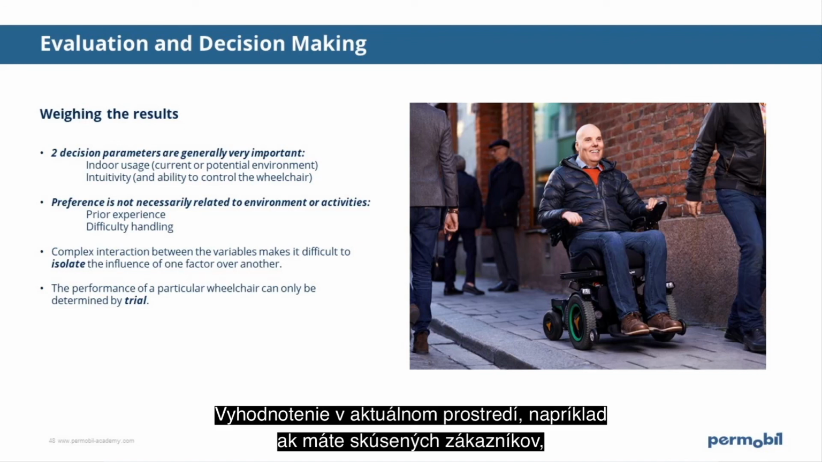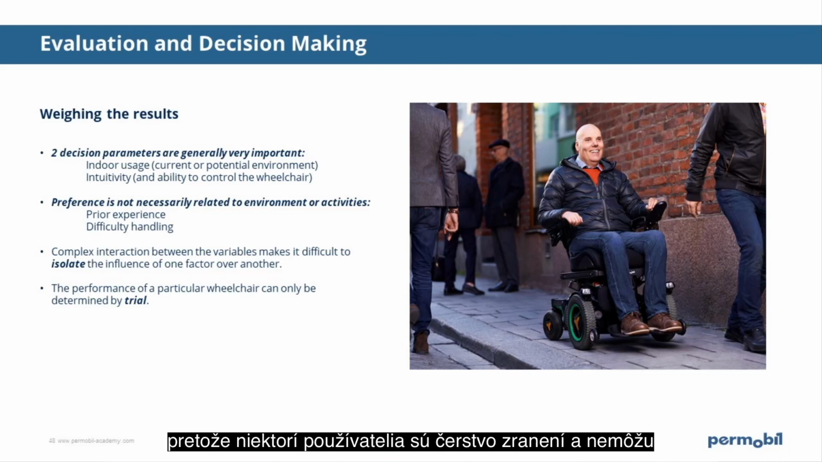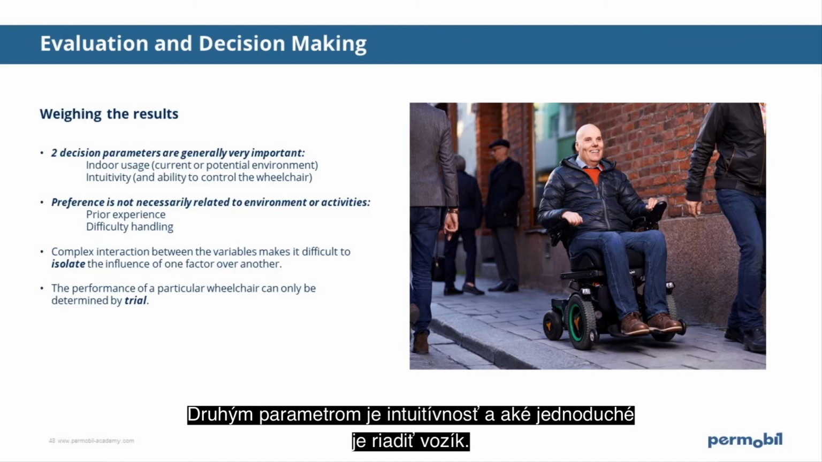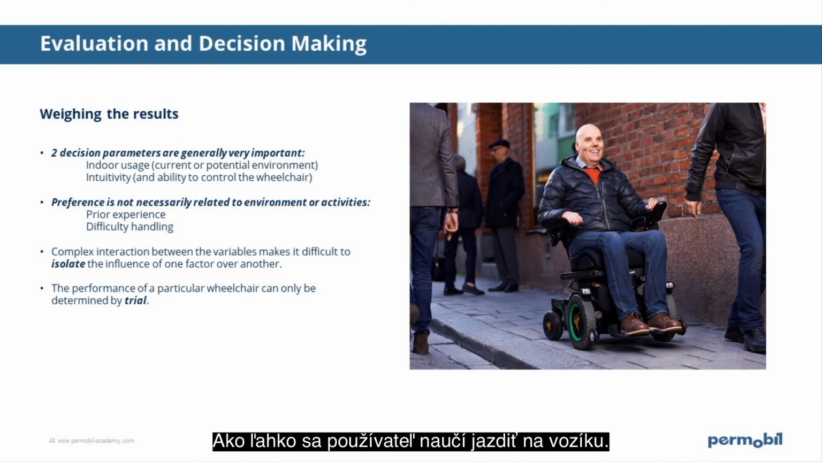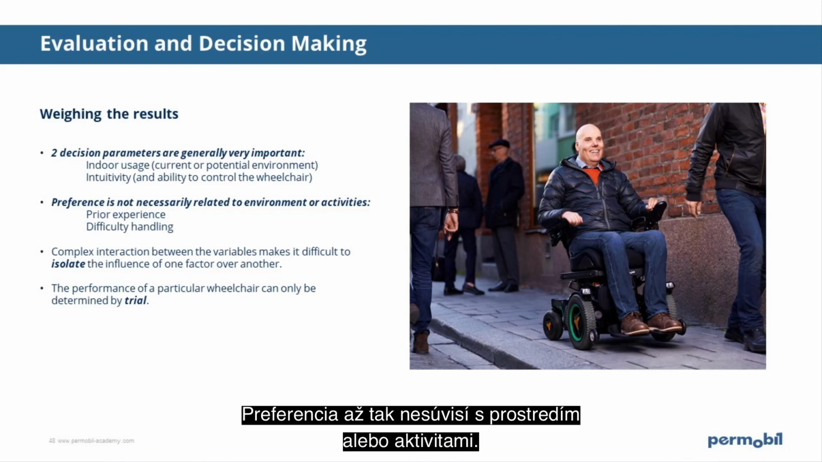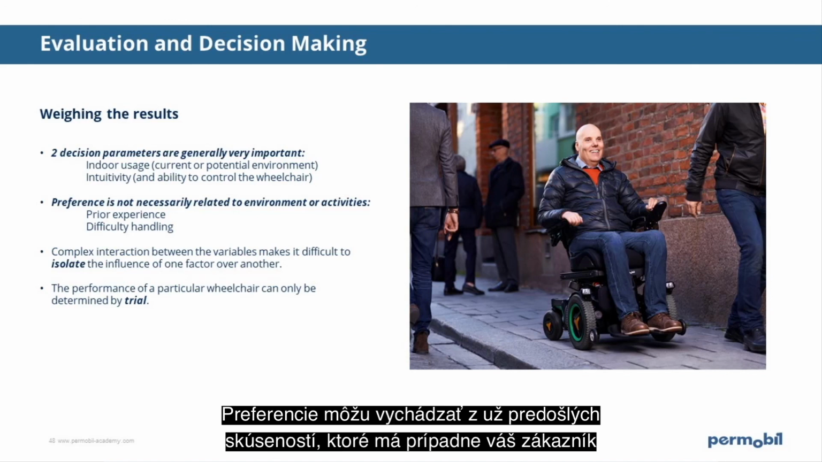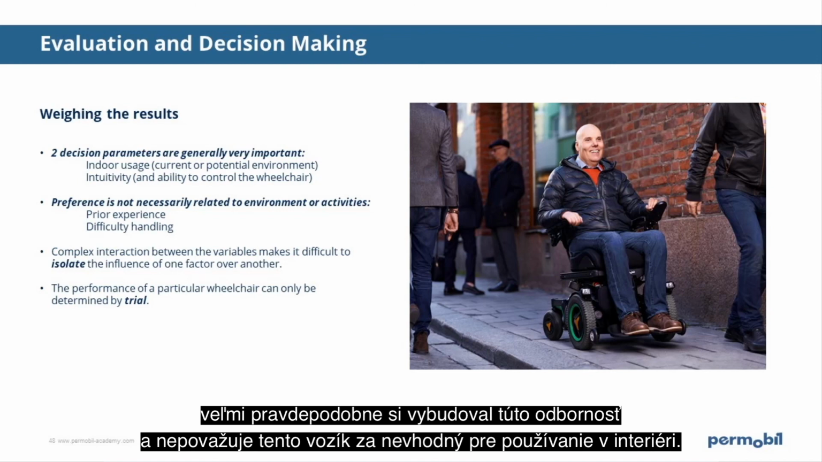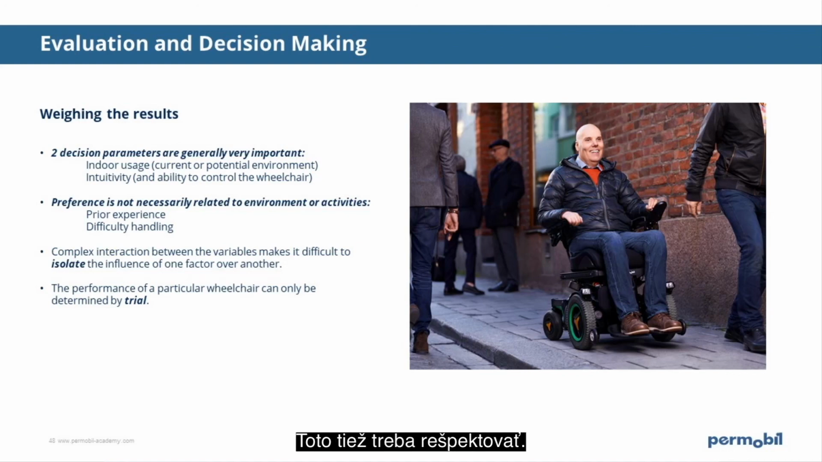Evaluate this in the current environment, for example, when you have users who are already experienced users, but also for potential environments. Because some of the users are newly injured and cannot really go back to their domestic situation and need to move. So take this in consideration. The second parameter is the intuitivity and how easy it is actually to operate and steer the platform, how easy it is to learn to drive with a wheelchair. Preference is not necessarily related to the environment or the activities. Preference can actually be based on prior experience. If you have a customer that has been using a rear-wheel driven platform for 20 years, very likely he has built his expertise and he doesn't experience a rear-wheel drive platform as being inconvenient for indoor use. So this is something you also need to respect.